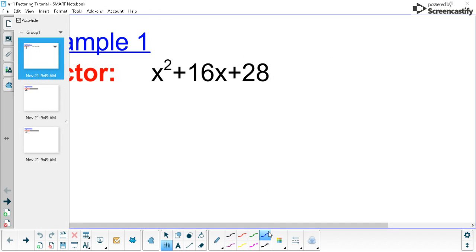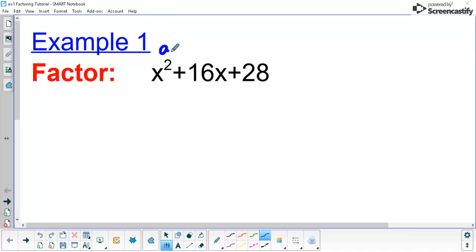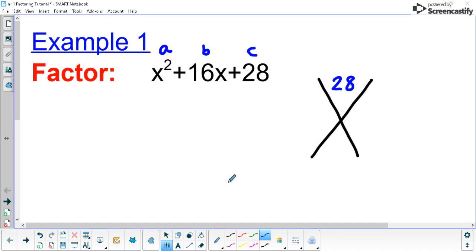So, we have three terms, x squared, 16x, and 28. We call these terms a, b, and c. So to use the x method, we make an x. On top, we are going to put the c value, or 28. On the bottom, we are going to put 16, the b value.